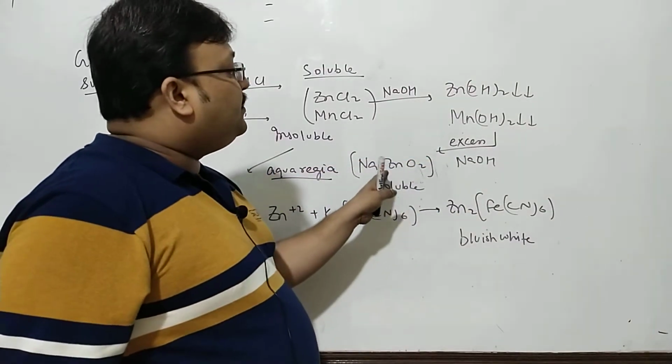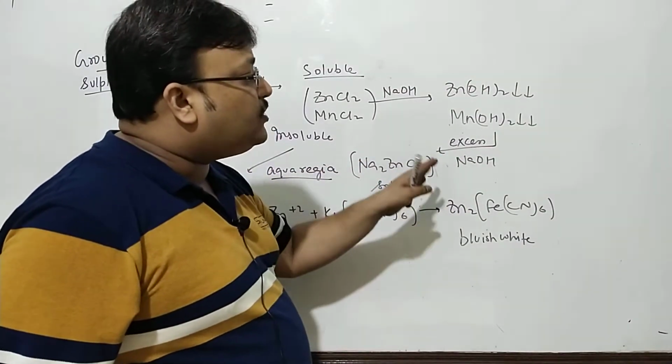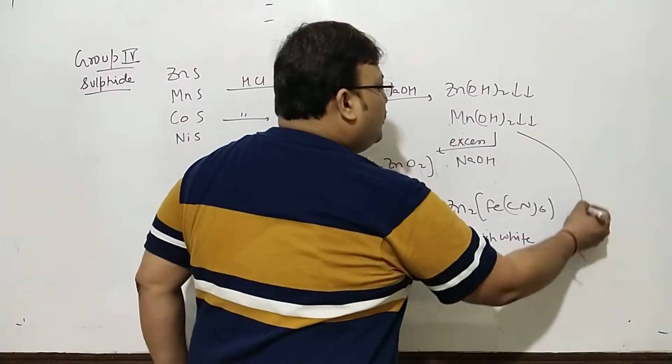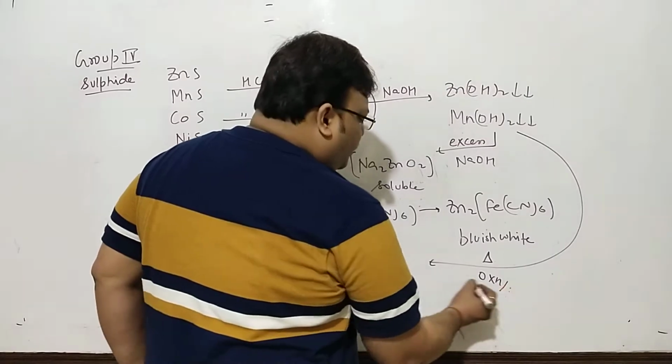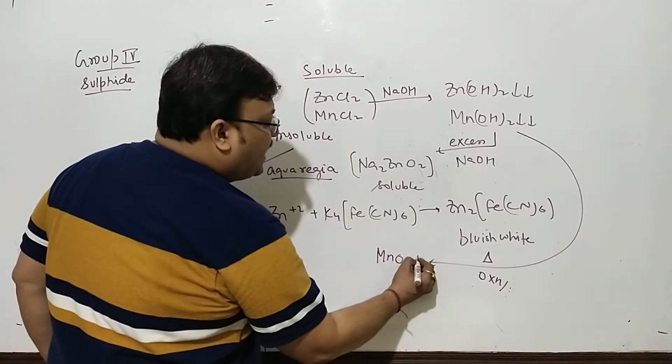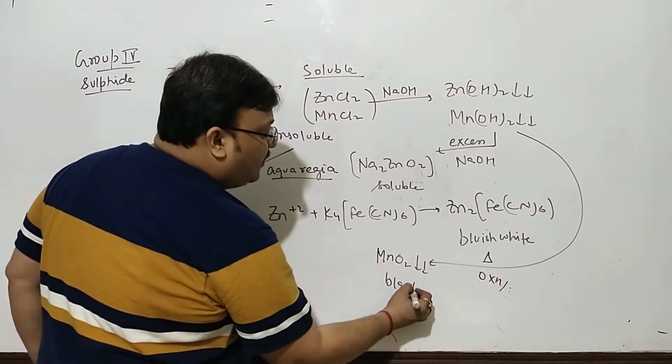Excess NaOH soluble is sodium zincate. Mn(OH)2 could be oxidized or heated to MnO2, which is a black compound.